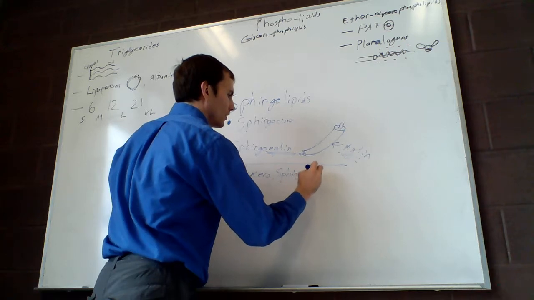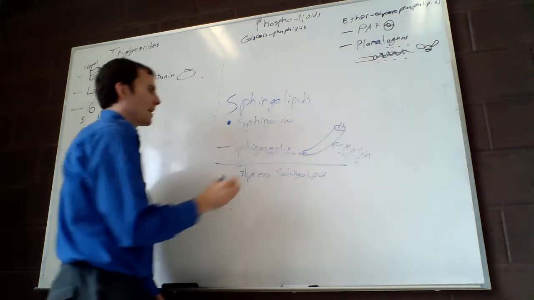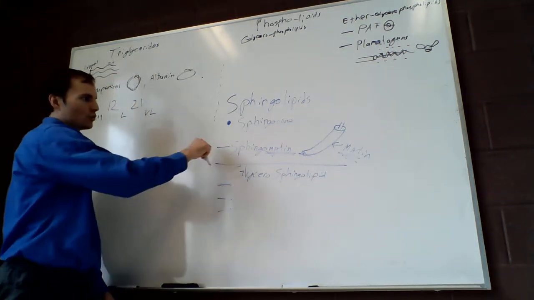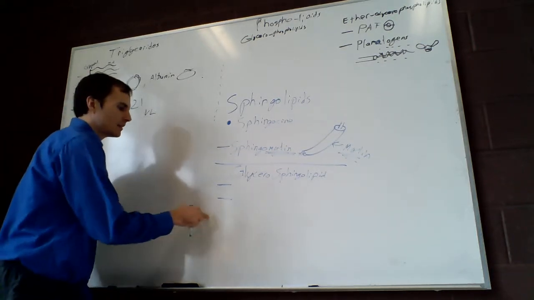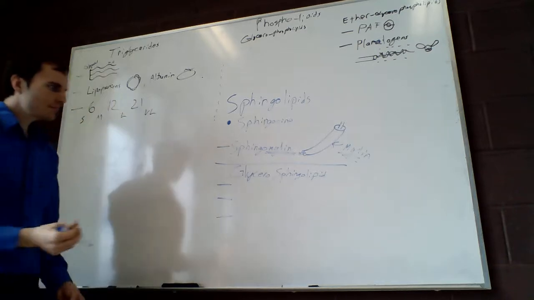So basically below the line is what has sugar, and above the line is what doesn't have sugar? Yep. Okay. So that one doesn't have sugar. The rest of these do have sugar. Okay. Thank you for clarifying that. Sphingomyelin, sphingosine. Okay.